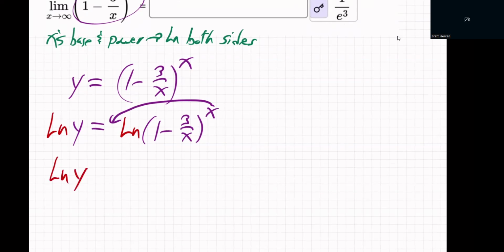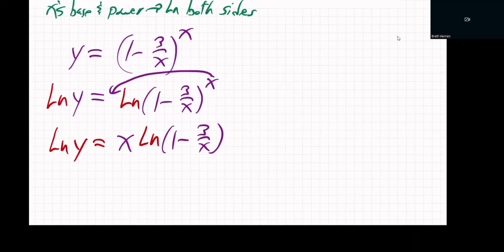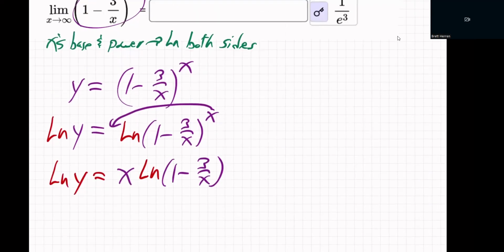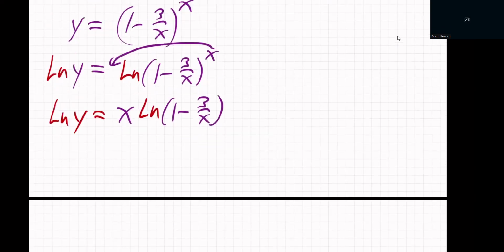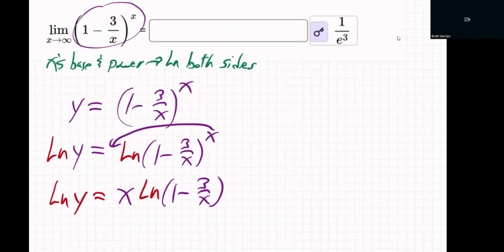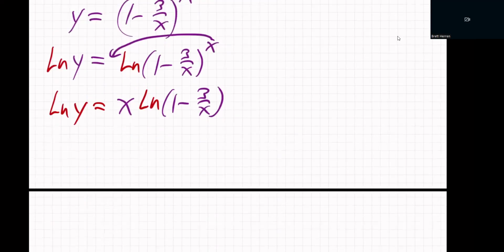So then what do we get? ln y is x ln of 1 minus 3 over x. Okay, now what are we going to do from here? Well, let's not forget that we really have a limit here. So let's take the limit.